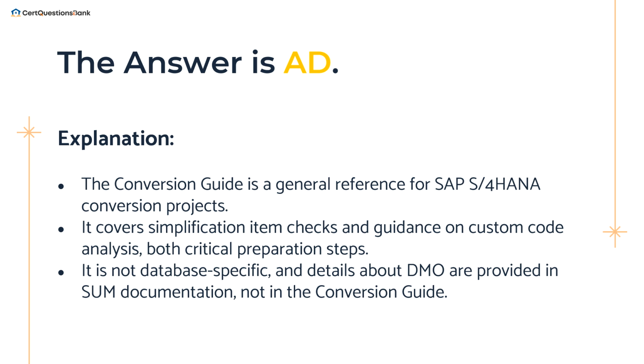The conversion guide is a general reference for SAP S/4HANA conversion projects. It covers simplification item checks and guidance on custom code analysis, both critical preparation steps. It is not database-specific, and details about DMO are provided in other documentation, not in the conversion guide.